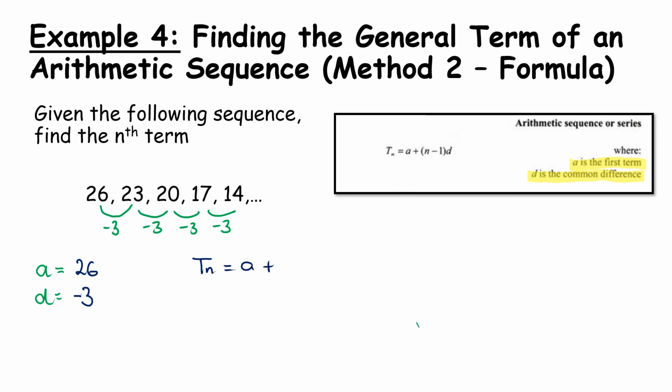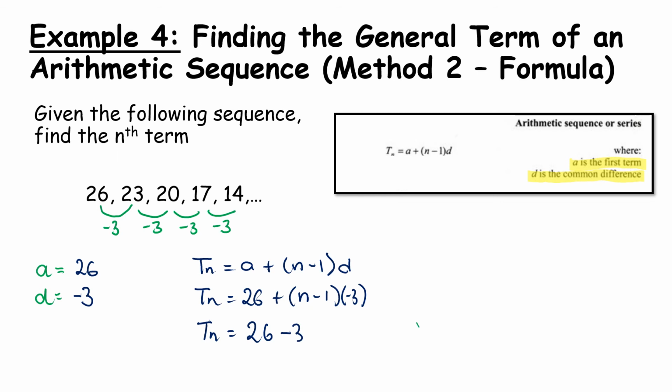I then write down my formula. Tn is A plus n minus 1 times D. So Tn is equal to 26 plus n minus 1 times -3. We're not subbing in for n. Remember, this is the general term, so we want n in our answer. If you find it easier, you can switch the order of those brackets because multiplication order does not matter, so we can do -3 times n minus 1. So Tn is equal to 26 minus 3n plus 3. Watch your signs.